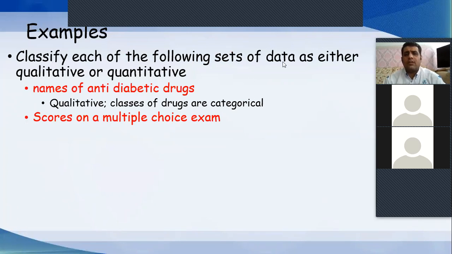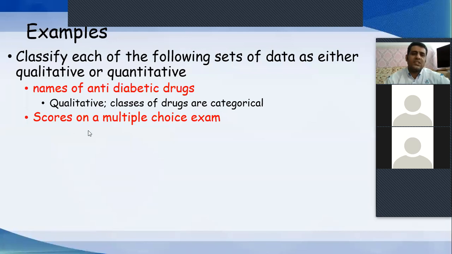Classify each of the following sets of data as either qualitative or quantitative. Measures of anti-diabetic drugs, the anti-diabetic name. If we want to study the names of the anti-diabetic drugs, we know that only a few drugs are available. So we are talking about the classification of anti-diabetic drugs here. We know only a few classes are there. If classification is there, then this data is called categorical data. Categorical data is qualitative data.